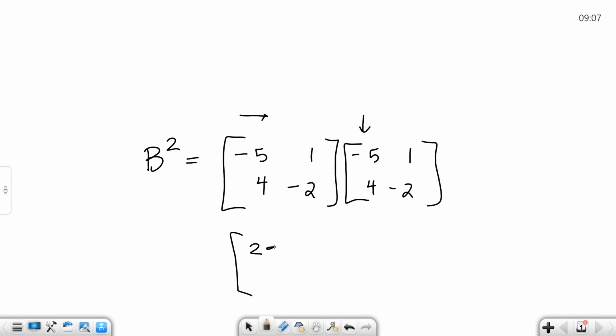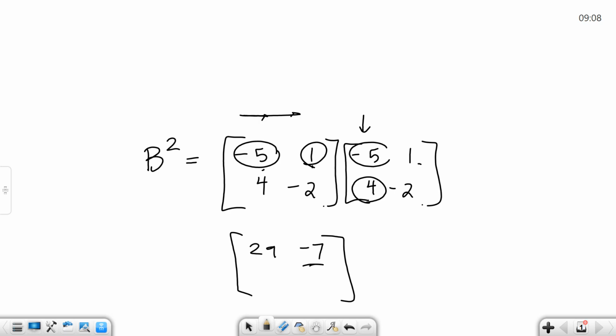The first element would be across and down: 25 plus 4. The first element's going to be 29. The way we get that is we multiply these two, so we get 25, and then multiply these two and get 4. 25 plus 4 would be 29. So remember, you're not just squaring the individual terms, you're squaring the matrices, which means you write it twice. Just doing one more of those, let's go across and down and get this second position here. We would get negative 5 minus 2, so we would get negative 7 for that one.